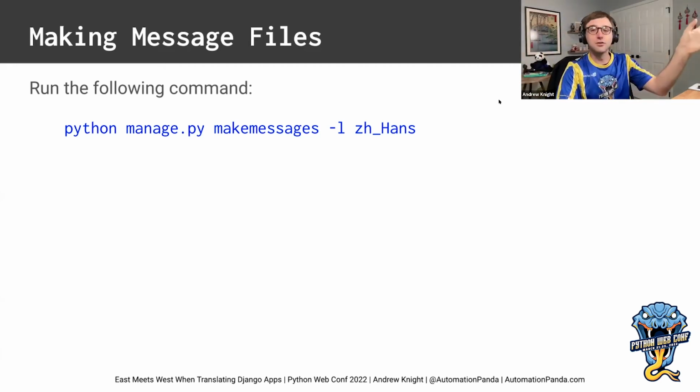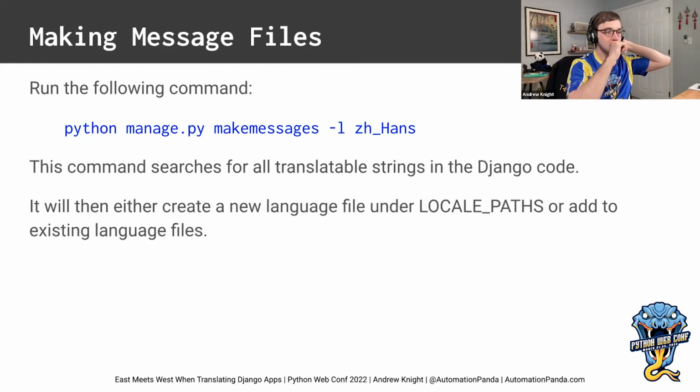So anyway, you specify the locales that you want, and it will generate language files for those. It searches the whole code base for all translatable strings. If you don't have any language files already under your locale paths from your settings, it will create a new language file. If you already have language files, it doesn't blast them away. It will append the new strings to translate to the end of the existing files, which is really nice.